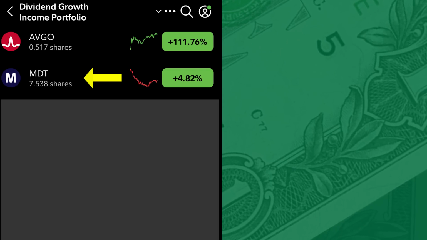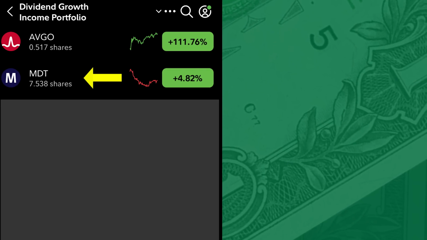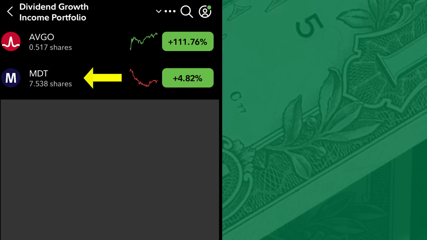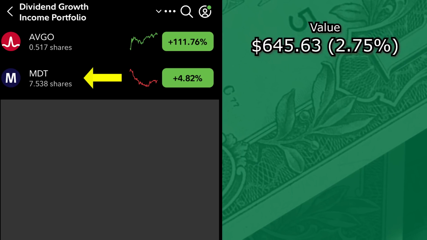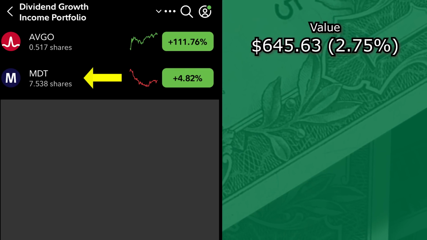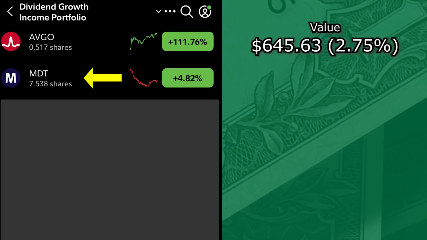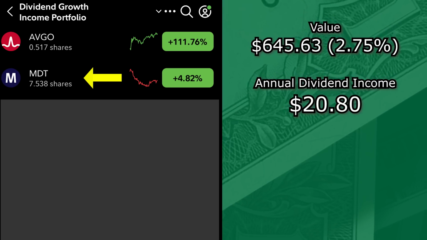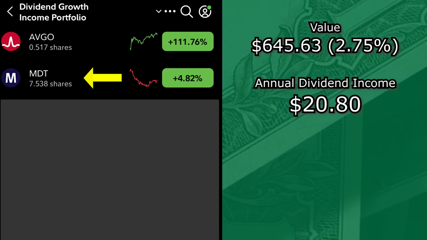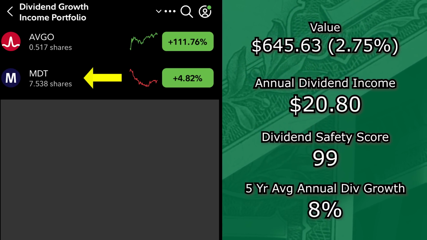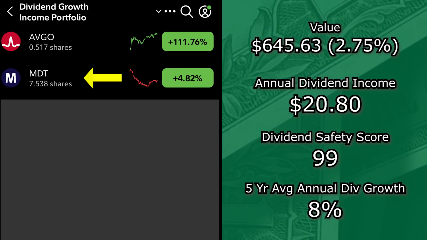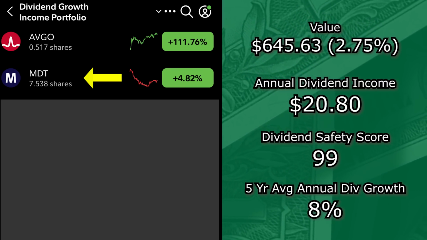Then we have Medtronic as the next position in the fund, ticker MDT. This is a medical device maker. I hold 7.538 shares of MDT, valued at $645.63, making up 2.75% of the portfolio. I am up about 5% on my MDT investment, and it's paying me $20.80 in dividends annually, with shares yielding 3.22%. Medtronic has a Simply Safe dividend safety score of 99, 5-year average annual dividend growth rate of 8%, but their latest raise announced was at 1.5%, so let's hope that improves.